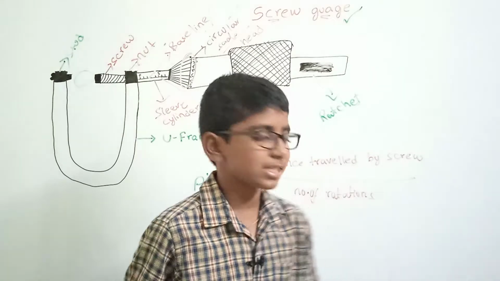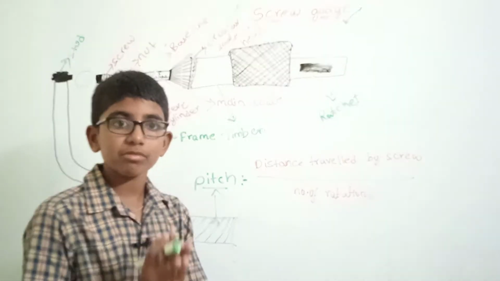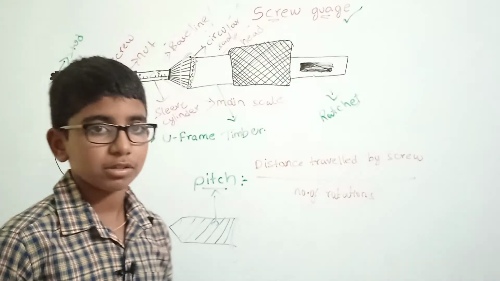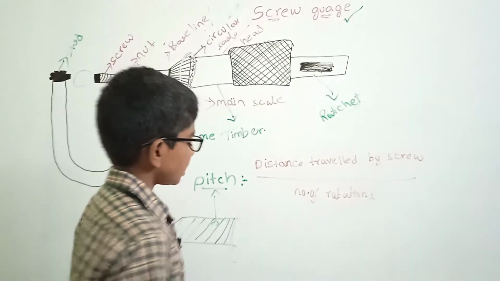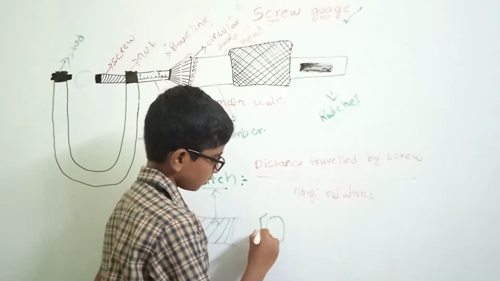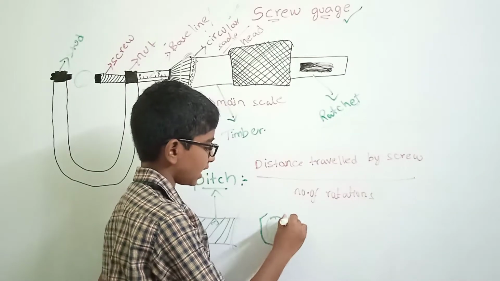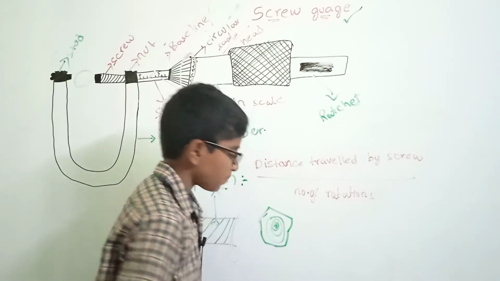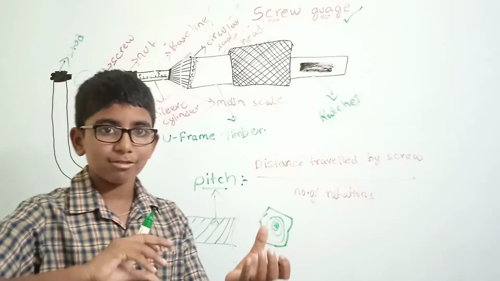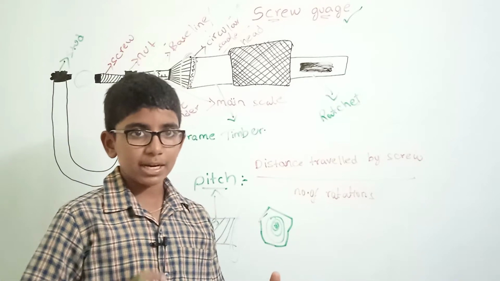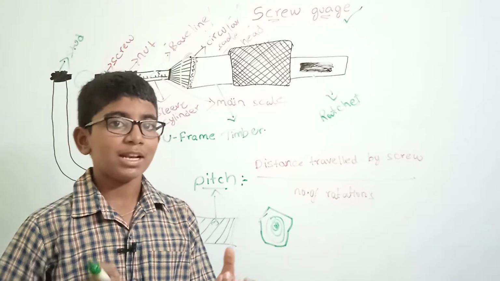Okay, do you understand pitch? We have to be very clear. Suppose we are rotating this ratchet. A daily life example: suppose a wrench is there like this. It has rings in it. The screw is passing through. We have to rotate it. We apply rotatory motion, and it moves in a straight path, which is linear motion.